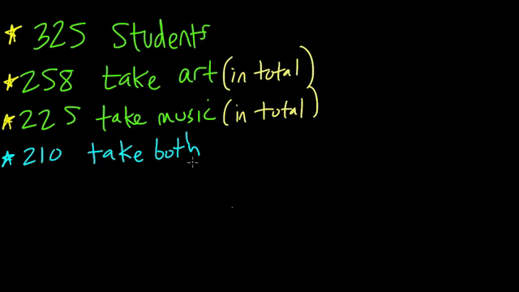Those who are included in both are already counted in these groups, because otherwise, when you add them on to the other groups, you have 258 that take art, and then 210 more students, because they're in both subjects, that would give you 468 students in art. But again, it's implied that a total of 258 of them are in art. But we'll see how that plays out.